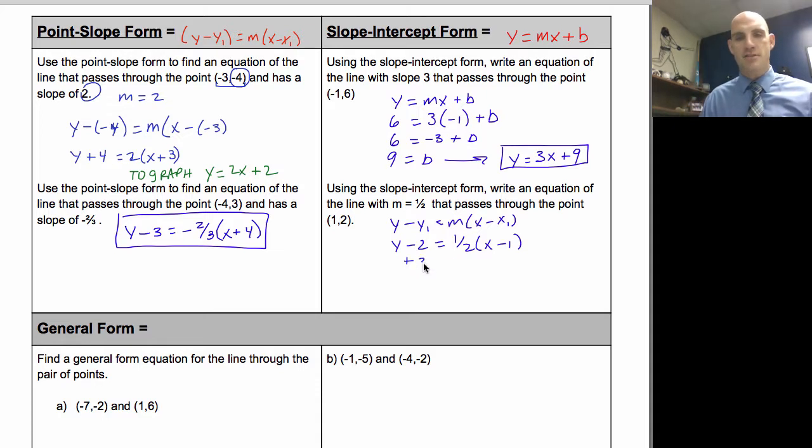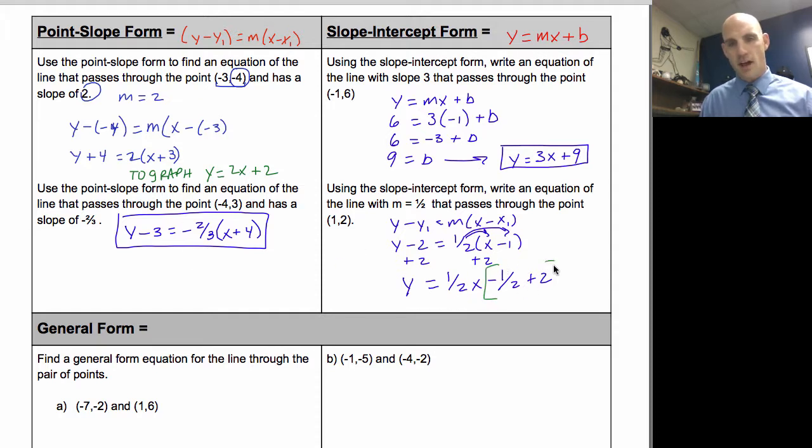I'm actually going to add 2 to both sides. And at the same time, I'll simultaneously keep track of a couple of processes. I'm going to use my distributive property here. So I'm going to end up with y equals 1/2 x, and then I've got minus 1/2 plus 2, okay? So if I work on this here, minus 1/2 plus 2, so 2 is 4 halves, minus 1/2 would be 3 halves. So I've got y equals 1/2 x plus 3/2. Look at that. Ta-da. Okay.